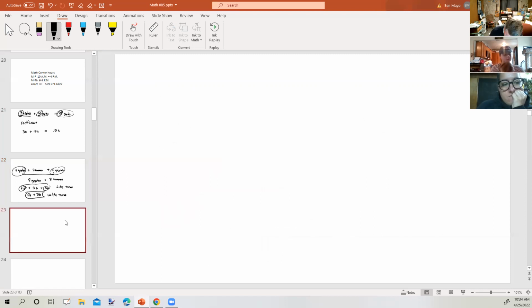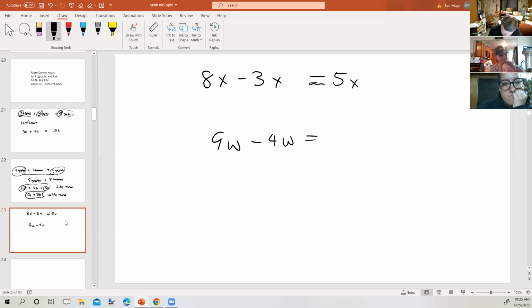Suppose we have the following: 8x minus 3x. So 8 of something minus 3 of something would be 5 of something, the something being x. So 8x minus 3x equals 5x. Any questions about that example? All right. 9w minus 4w equals 5w. Again, in this case, we're subtracting the coefficients.